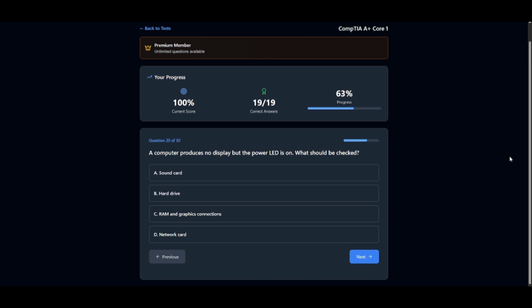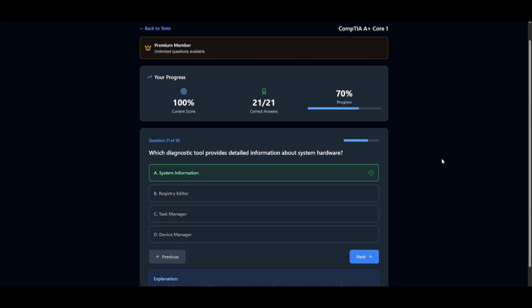And as we just saw previously, when there's no display, a likely culprit would be RAM or graphics connections in this case. Let's move on. Question number 21. Which diagnostic tool provides detailed information about system hardware? And the answer would be A, system information.